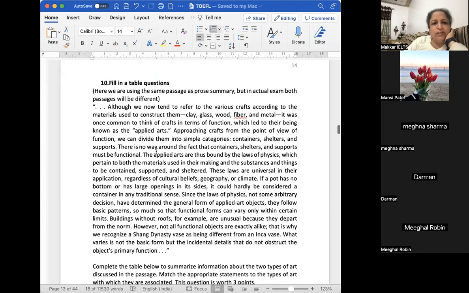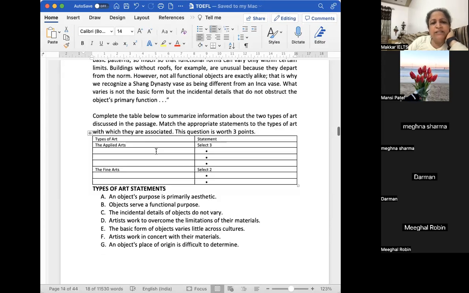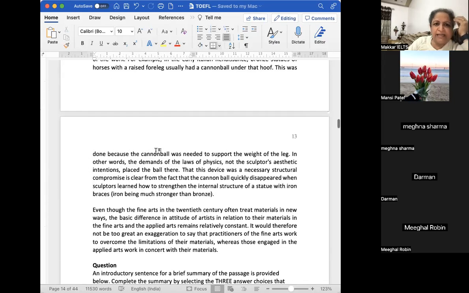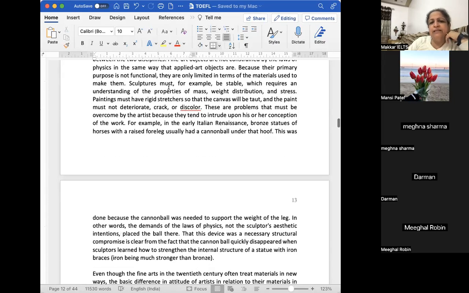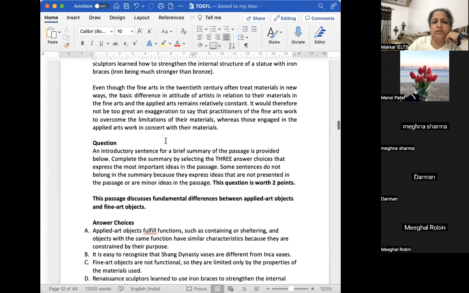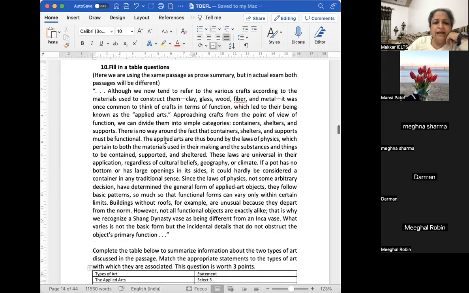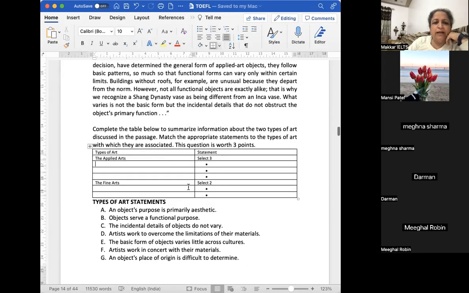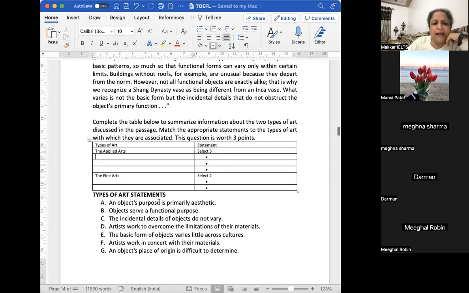This is fill in a table question. Now fill in a table question. We have used the same passage here, but exam में passage वैसे भी मैंने same passage से सारे questions आपको समझाए हैं. But in the actual exam, this passage will be different of this question. So you will have to read it nicely. Now ये जो question है ना, fill in the table, इसमें ऐसे table बना हुआ है. Okay. And types of art and statement है. Applied art के लिए 3 आपने इधर से चुनने हैं जो applied art के लिए है, और 2 options चुननी है जो fine arts के लिए है.